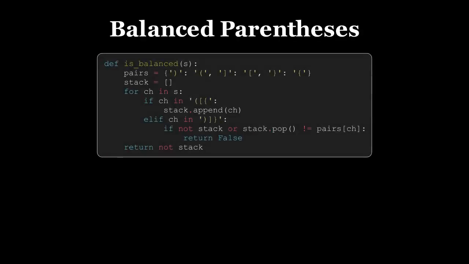Here's the classic interview problem. Given a string of brackets, are they balanced? The trick is a stack. Walk through the string. Every opening bracket gets pushed. Every closing bracket has to match the top of the stack. If it doesn't, the string isn't balanced. At the end, the stack should be empty. Linear time, constant extra space per character. The same pattern shows up in syntax highlighting and JSON parsing.